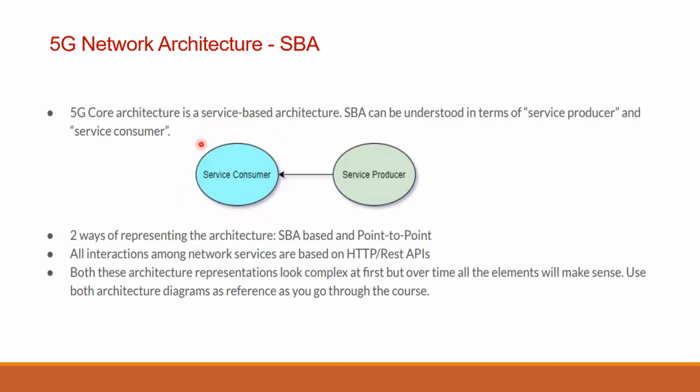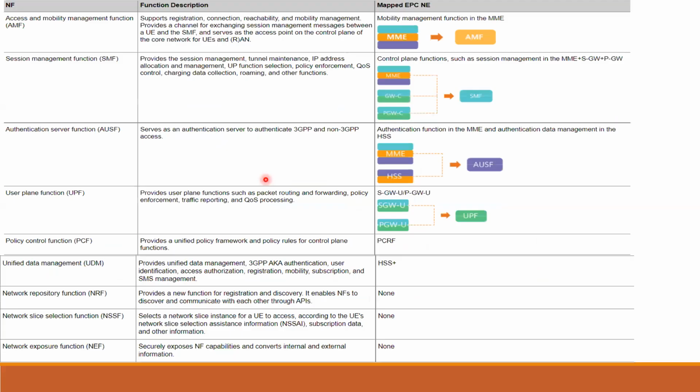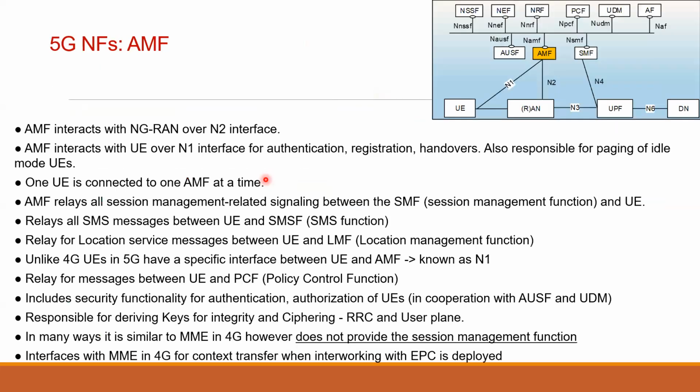So if this service consumer is, let's say, SMF, and SMF needs to know the location of the UE, it is going to communicate with AMF, which is the service producer, and ask what is the location of the user. Since providing location is a functionality of your AMF, it is going to check the location and provide back to the SMF the actual location of the user.